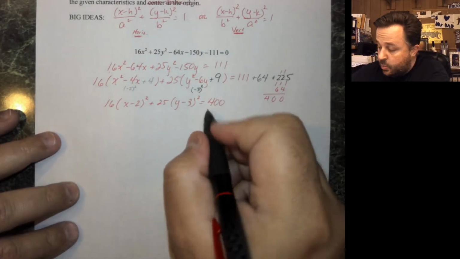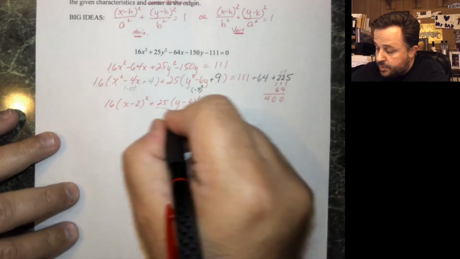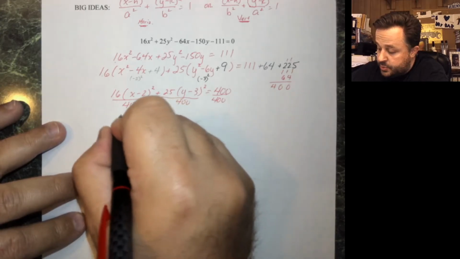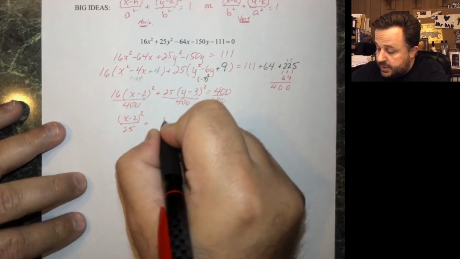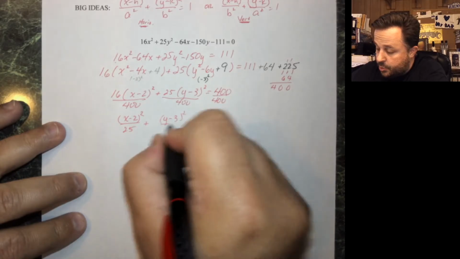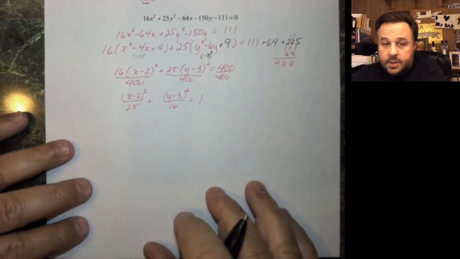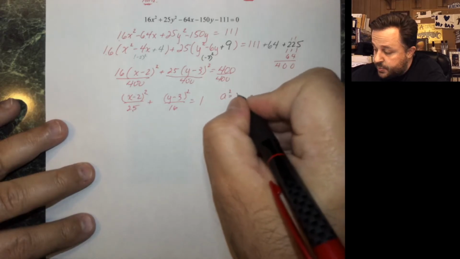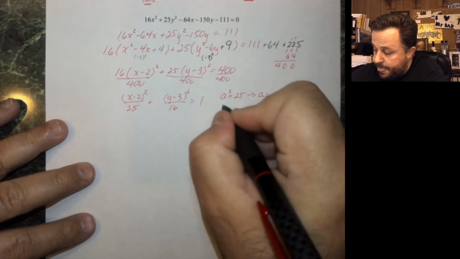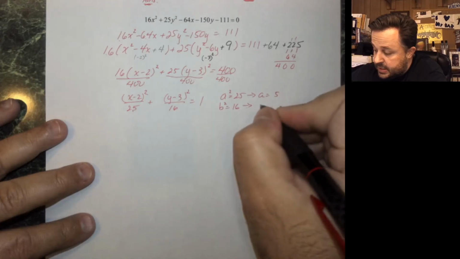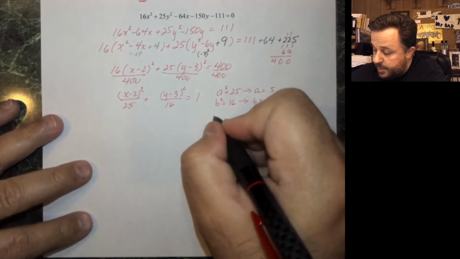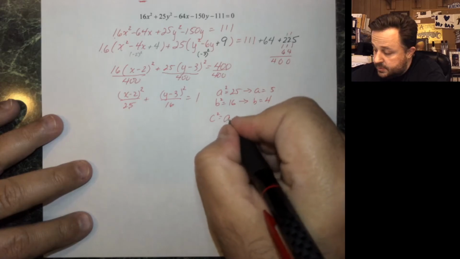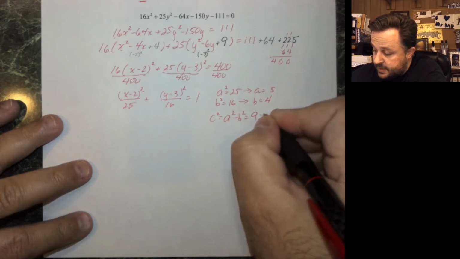All right, we're getting there. I need a 1 on the right-hand side, so we divide all of these terms by 400. So I get (x minus 2) squared over 25 plus (y minus 3) squared over 16 is equal to 1. So I now know we have a horizontal major axis. I know a squared is 25, so a is 5. b squared is 16, so b is 4. Remember, c squared is equal to a squared minus b squared. So that's 9. So c is 3.